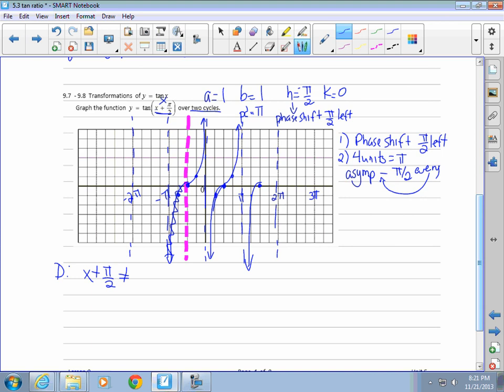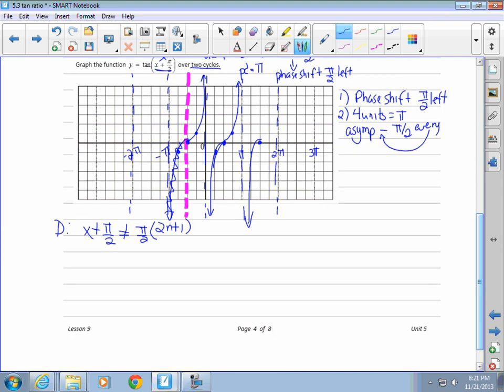What is my general formula for that? Well, normally for the domain, we use pi over 2 times 2n plus 1. So what we want to do then is solve for x. In order to solve for x, we're going to have to use some order of operations to do some solving.